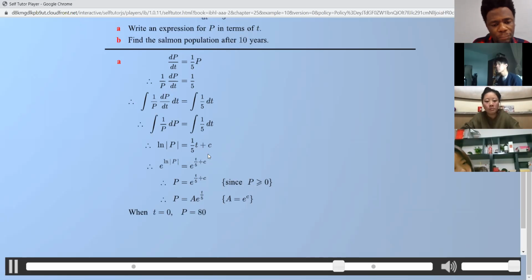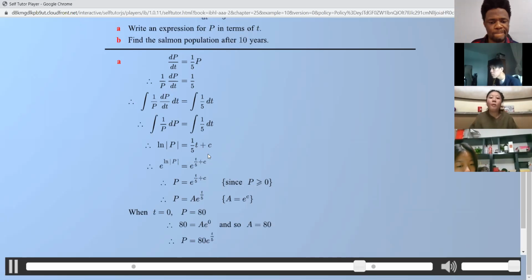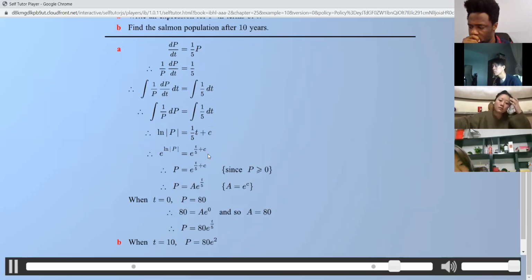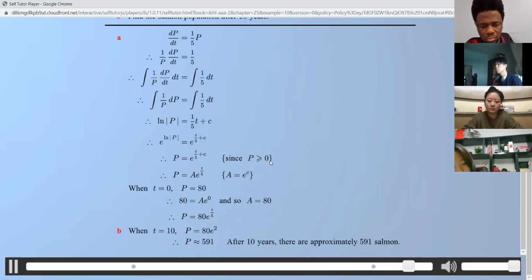So, we have a general solution for p in terms of t. We substitute the initial condition and find that a is 80. We now have a formula for the population p after t years. In part b, we substitute t equals 10 and evaluate the population using technology. It only makes sense to talk about a whole number of fish, so we round off to 591 salmon. Does this make sense?